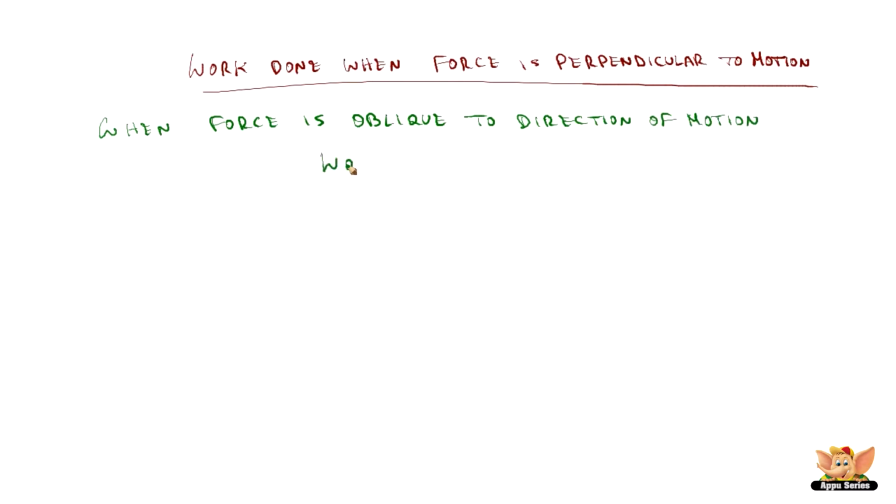we said work done is F cos theta into S, where F is the force acting at an oblique and theta is the angle between the direction of motion of a body and the direction of the force applied, and S is the distance the object moved. Now, if theta is 90 degrees, that means the angle between the direction of force and the direction of motion is perpendicular.